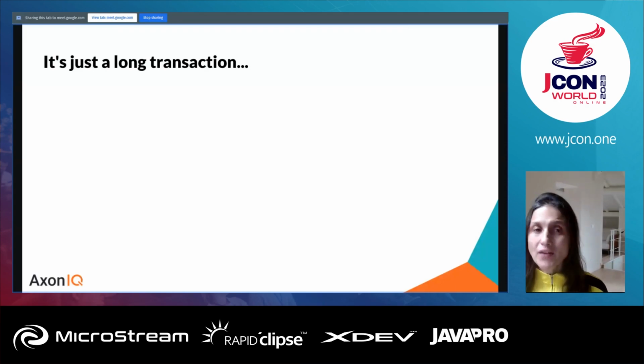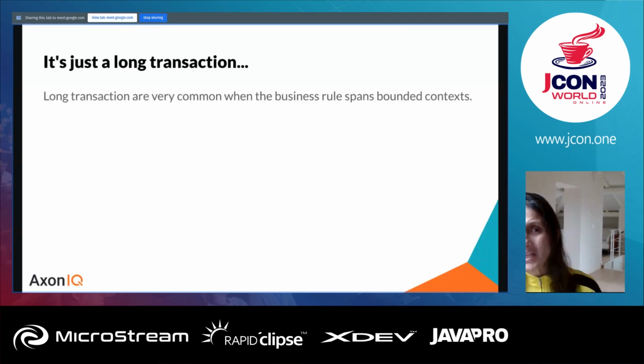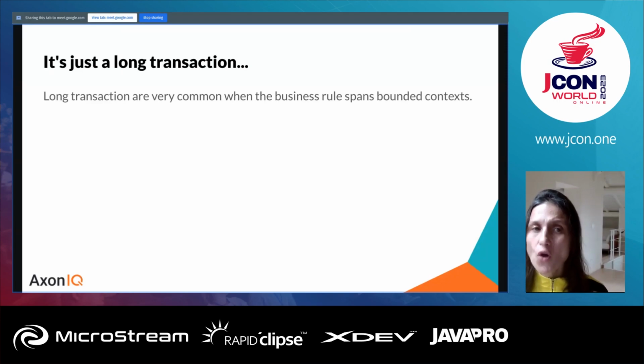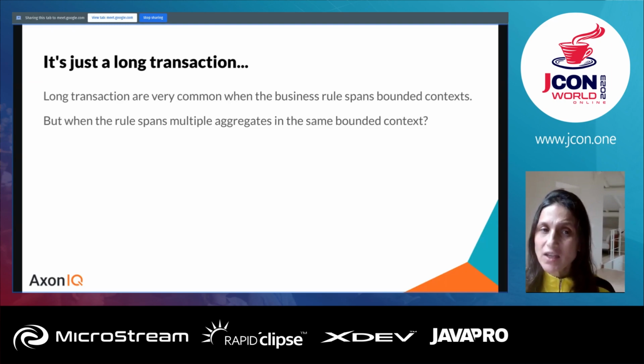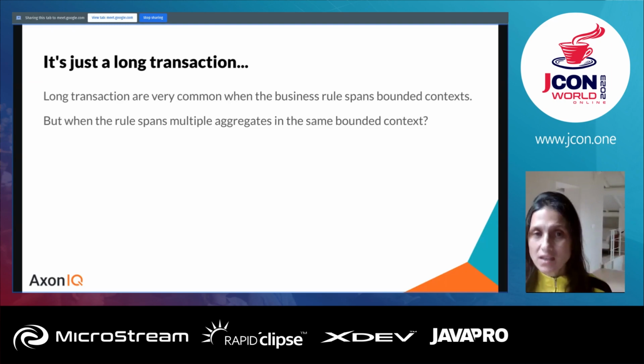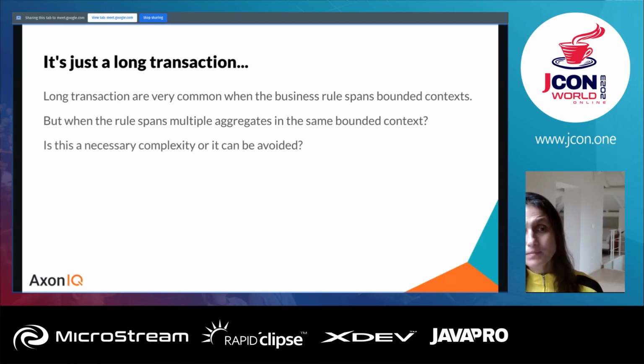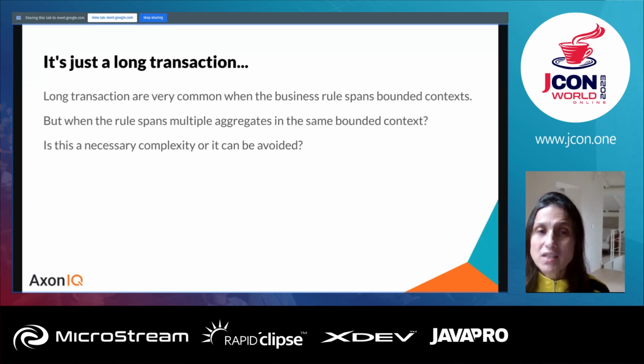So you could answer me, after all, it is nothing more than a long transaction. What is wrong with that? Certainly nothing is wrong with that, as it is an absolutely normal and common solution when the transaction crosses the boundary of bounded context. But I wonder how much it is actually necessary to introduce this complexity when the long transaction takes place within the same bounded context in the same software component. So it is possible to avoid this complexity inside the same bounded context. We will answer very soon to this question.